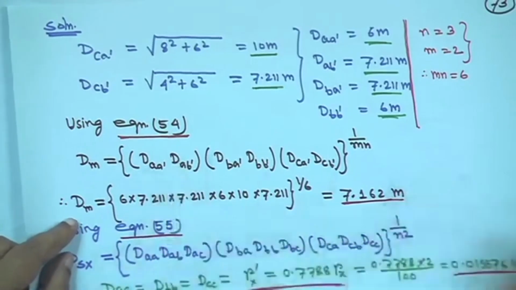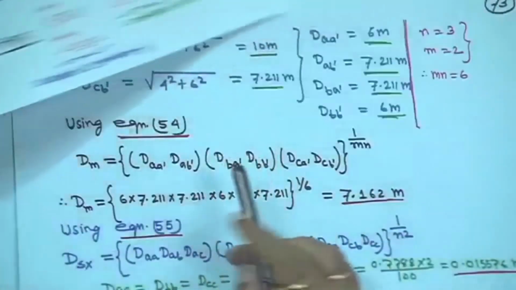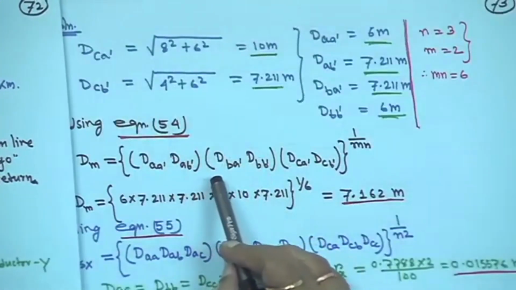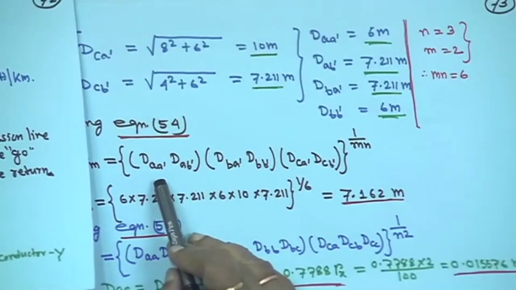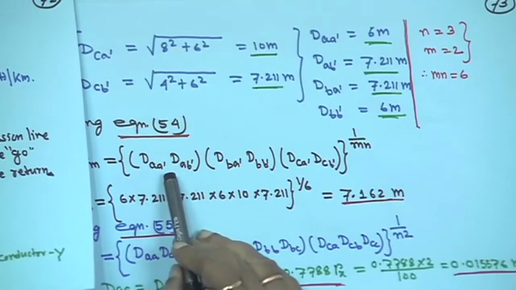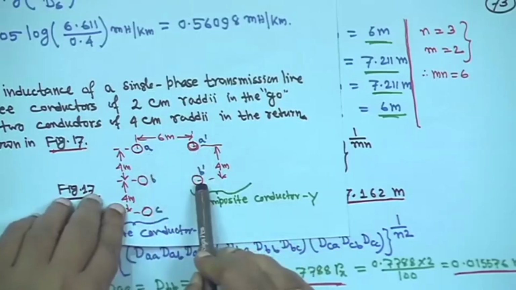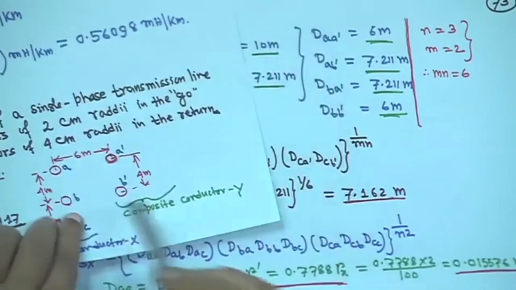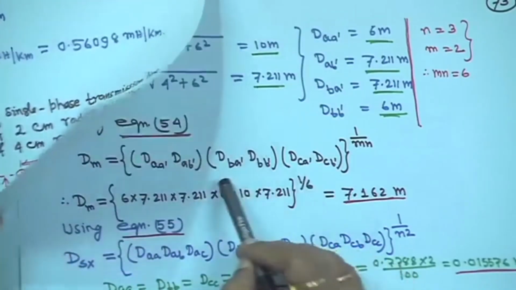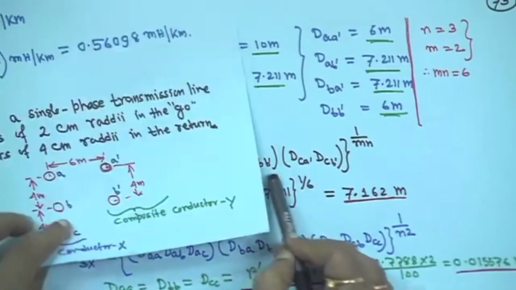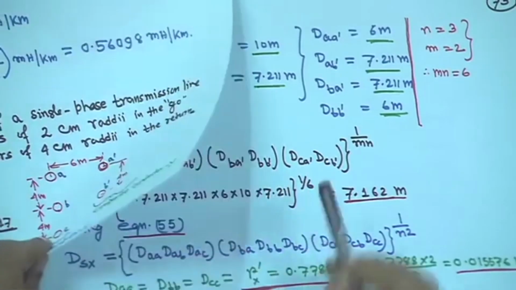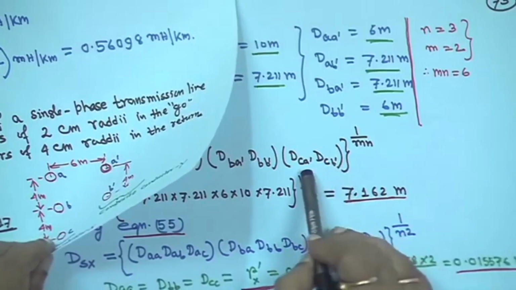So, in that case, for the mutual GMD dm, take all possibilities: dAa', dAb', then dBa', dBb', and next dCa', dCb'.